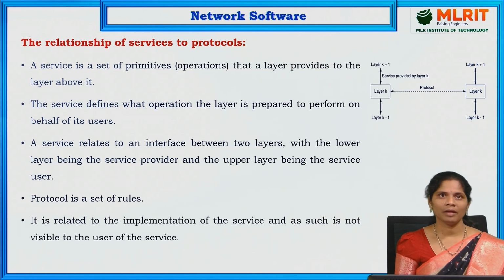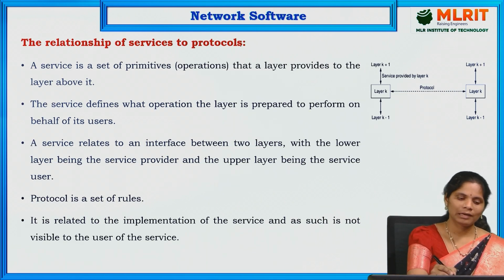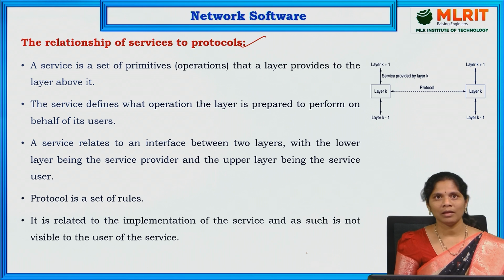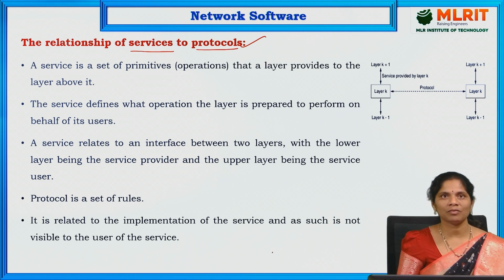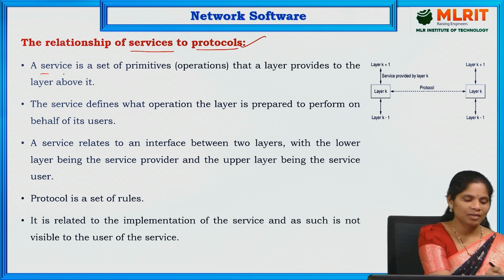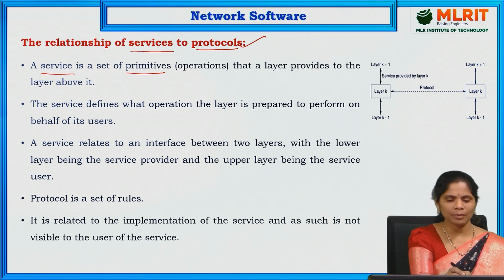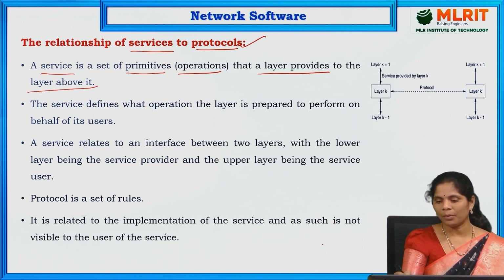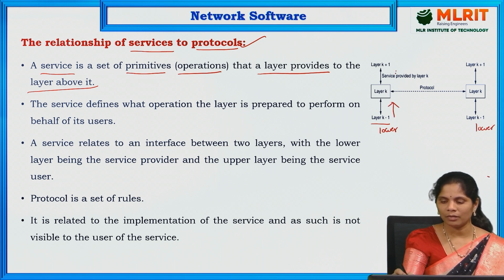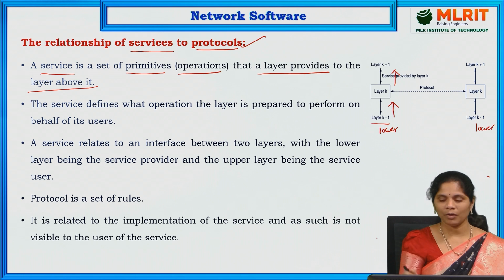And next in network software is the relationship of the services to the protocols. This is the 5th category in network software. What are the services to this particular protocol? A service is nothing but a set of primitives. Primitives are nothing but operations. These are all operations that a layer provides to the layer above it, from the lower layer to the upper layer.